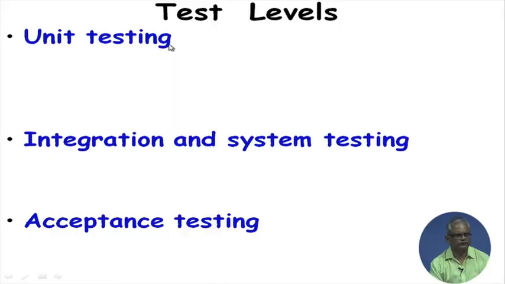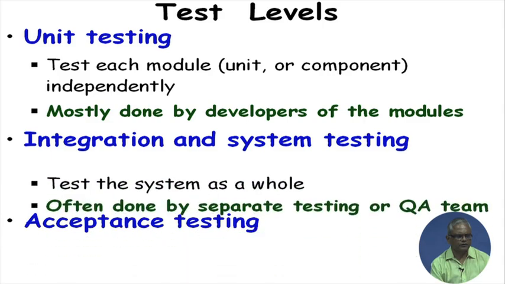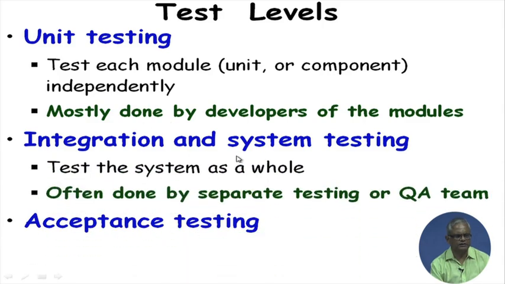If we look at the test levels, in unit testing we test each unit. The unit can be a component, a function, or a module. We can call a function a unit, a module a unit, or a component a unit, and we test them independently of other units. As we were discussing, unit testing is done by the developers themselves who are developing the unit. Whereas system testing is typically done by a separate test team. Here the system is tested as a whole.